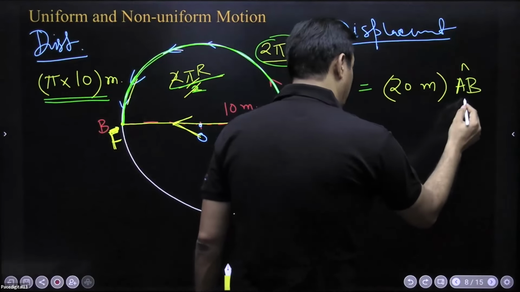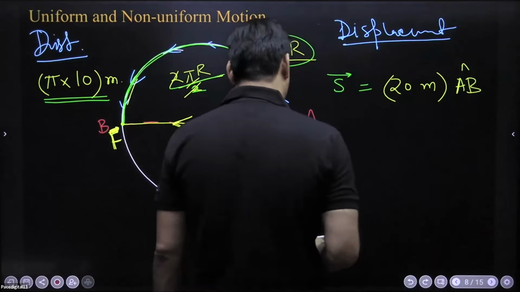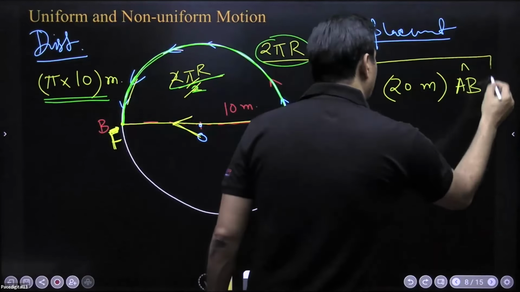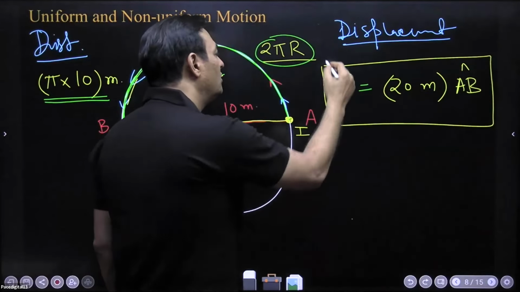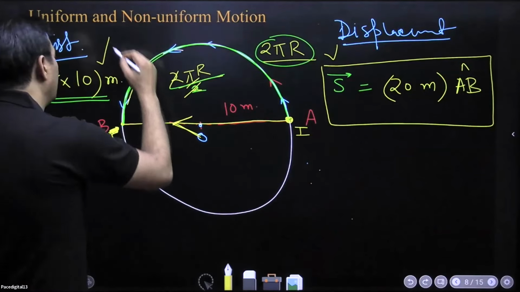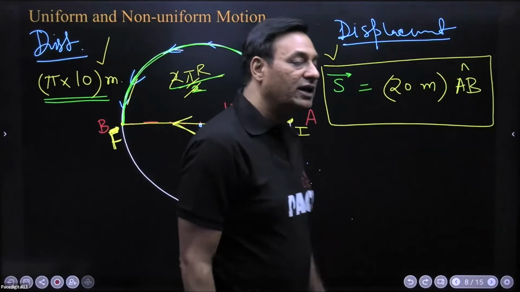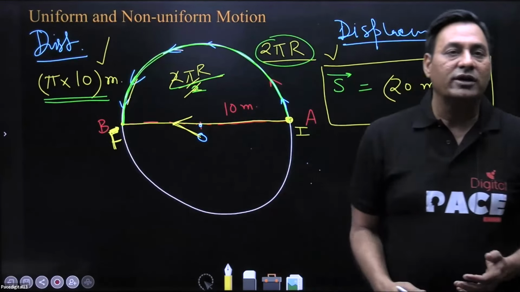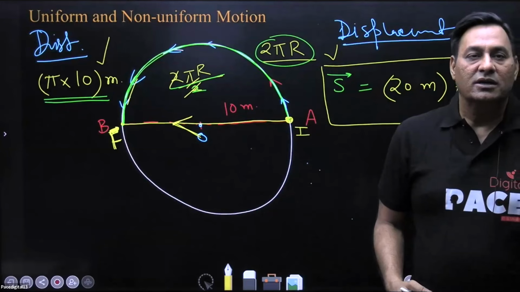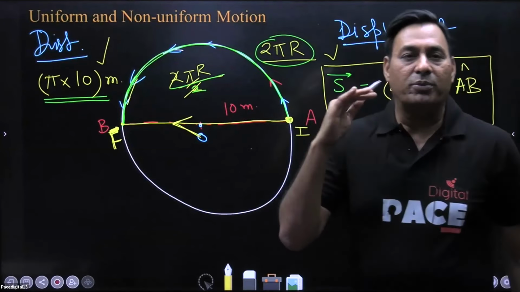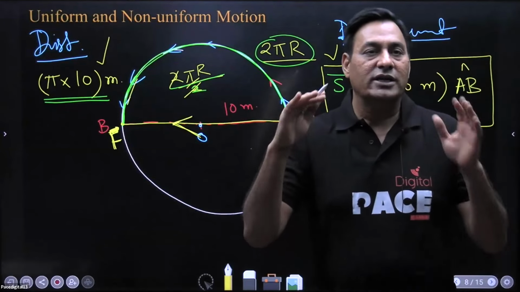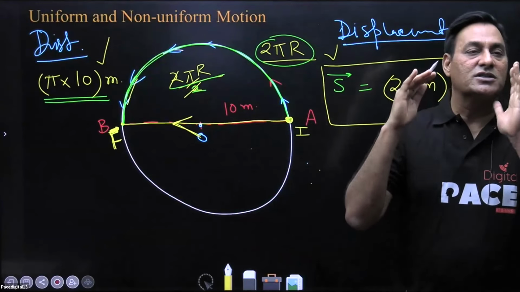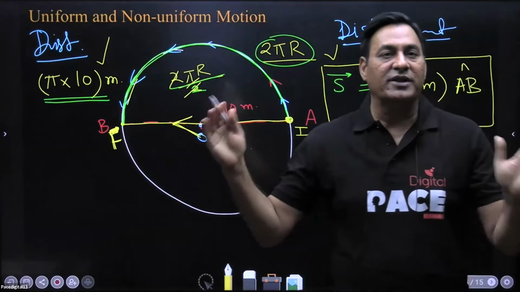You write AB cap. AB cap means a unit vector from A to B. This is how you write displacement. Learn to write the two things correctly. It will help you a long way in your kinematics. We will be doing more and more interesting and intricate problems. Right now, I just gave you a proper introduction to what is displacement and what is distance and what is the difference between the two.